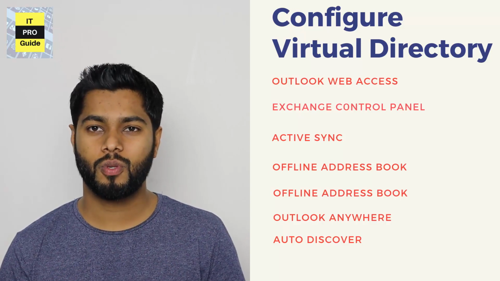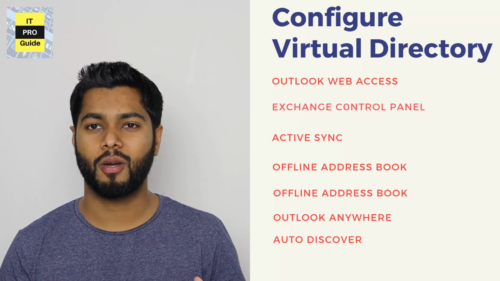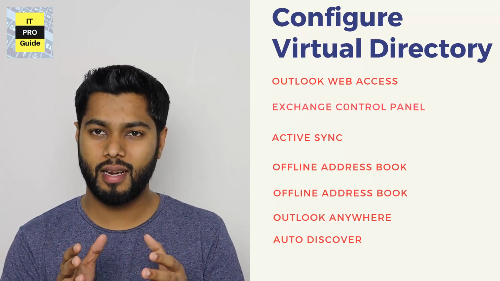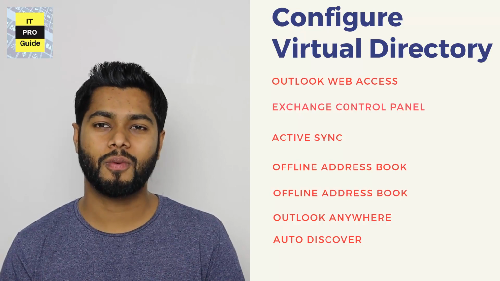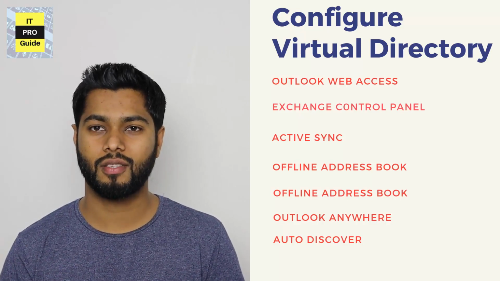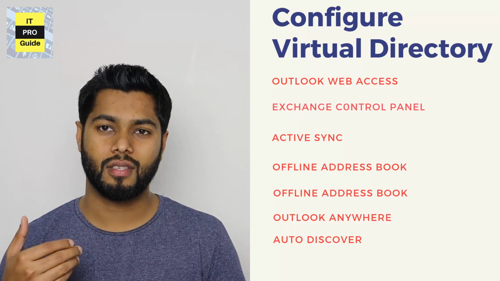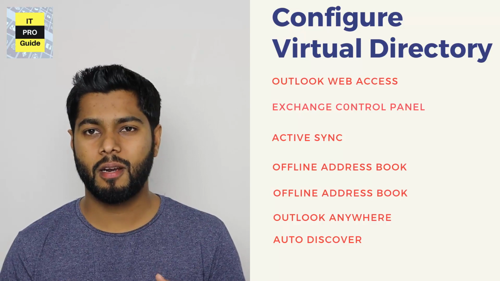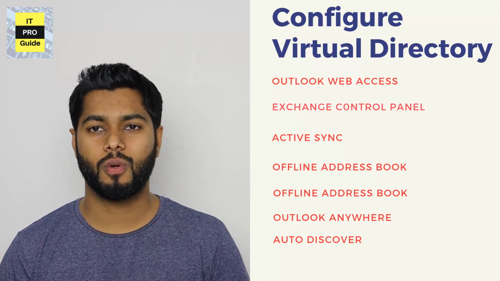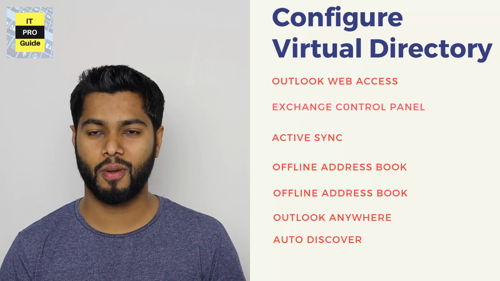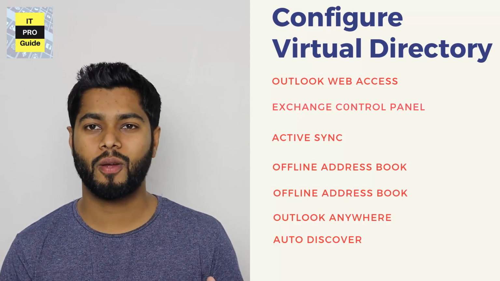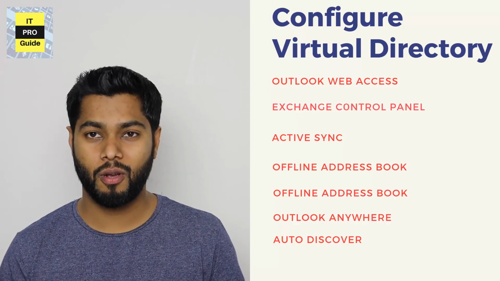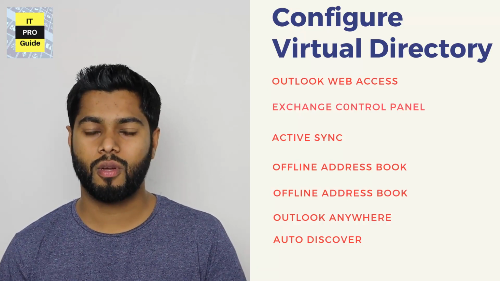For this, you just enter a URL in your browser, then you get access to your emails. Once you install an Exchange server, by default Exchange server generates a URL for accessing the emails or accessing Exchange administration consoles and all. But a general practice is to use a custom URL like mail.itproguide.com or webmail.itproguide.com, something like that.